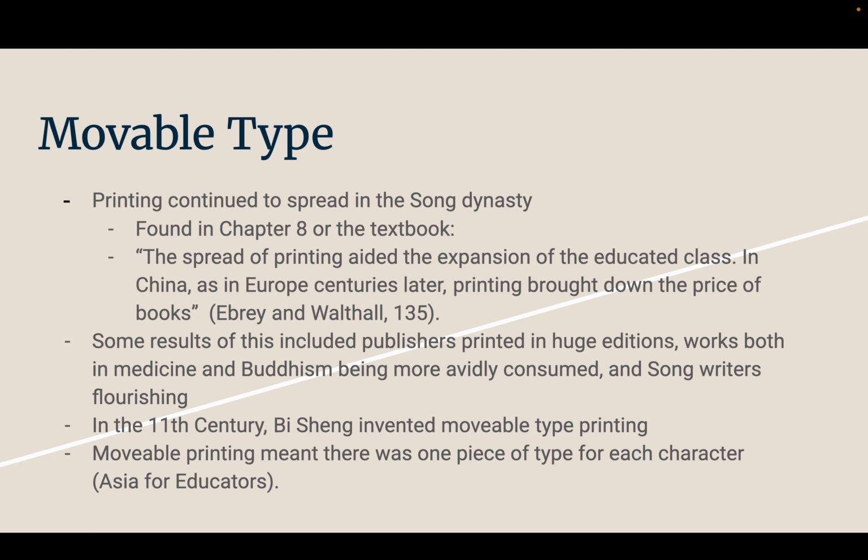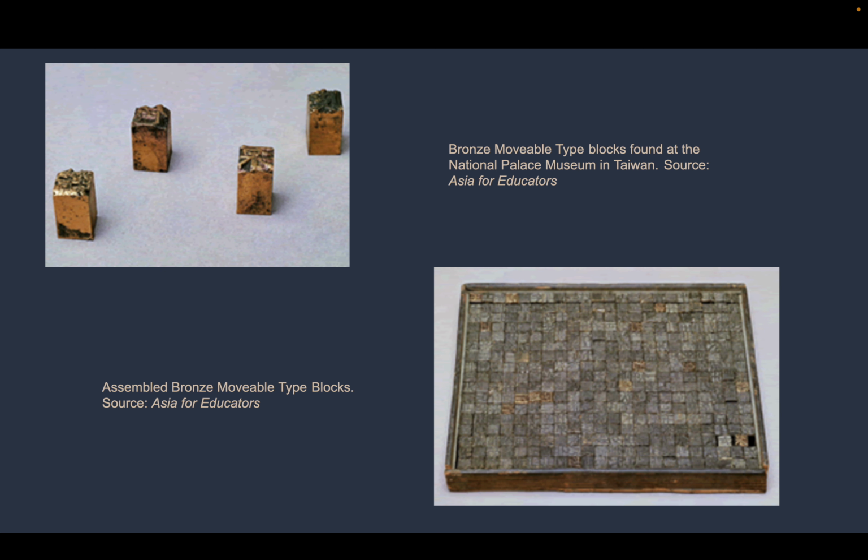Following woodblock printing, in the 11th century, Bi Sheng invented movable type printing. Basically, movable printing meant that there was one piece of type for each character. Here is an example of movable type printing. The blocks you see in the top left of your screen are bronze movable type blocks. At the bottom right of the screen, you can see how all of these bronze blocks would be together in an assembly, and you could select which ones you wanted to use to write a certain word. Both of these are found at the National Palace Museum in Taiwan.